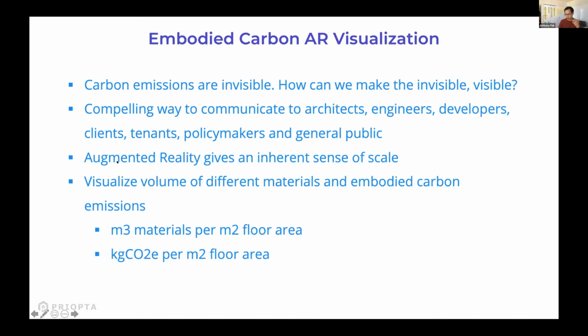And what's interesting about augmented reality is that it gives an inherent sense of scale, just by nature of the experience. And so for this AR experience, we're visualizing the volume of different construction materials used per meter squared of floor area for a specific project, and also the embodied carbon emissions associated with it.